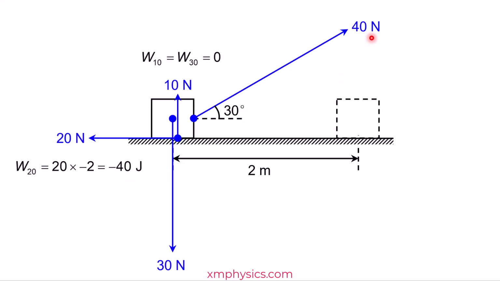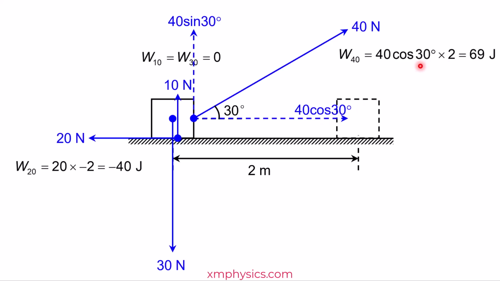Lastly, the 40 newtons force. This force is neither horizontal nor vertical, but our displacement is horizontal. So the smart thing to do is to resolve it into its horizontal and vertical components. So notice the vertical component, just like the 10 and the 30 newtons forces, is going to do zero work. So all we have to take care of is the 40 cos 30, the horizontal component.